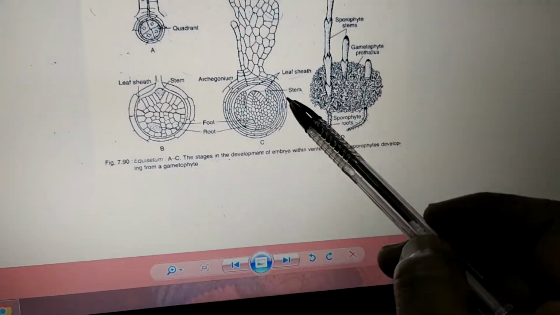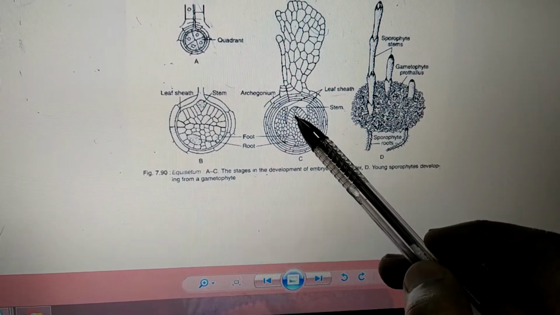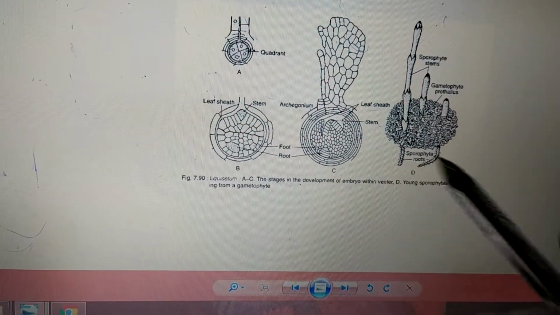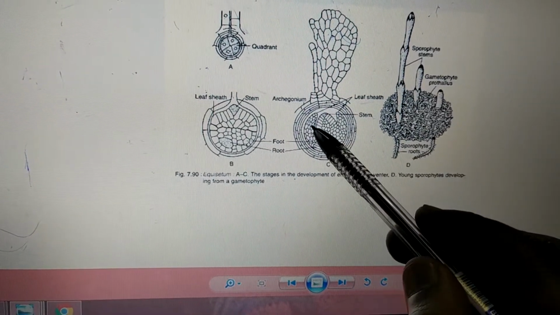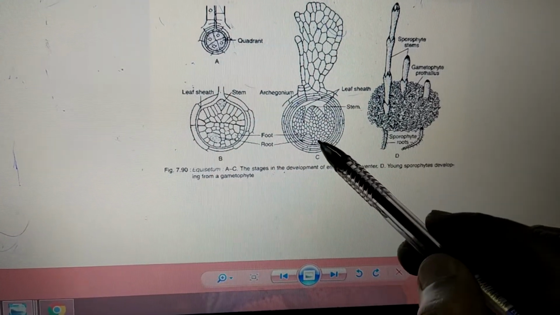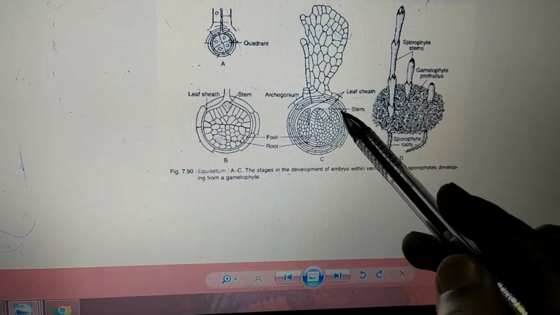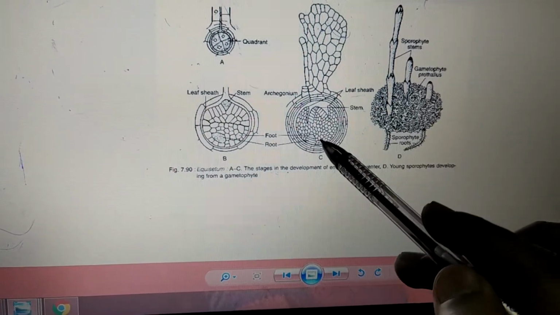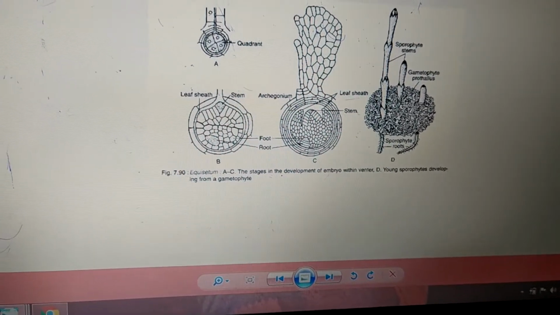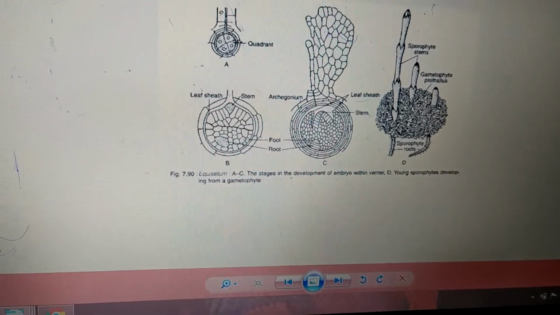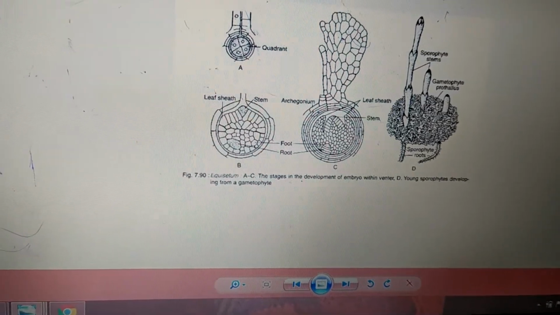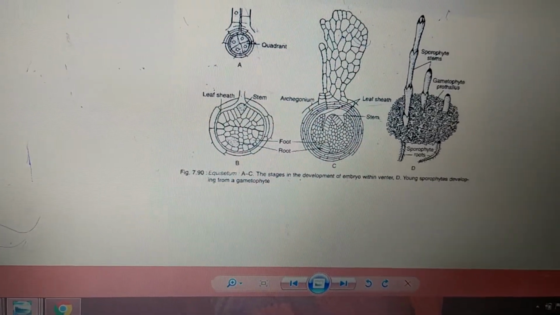This central lobe is going to give rise to the stem, which is why it is called the shoot apical. On either side of the shoot apical, we have two outgrowths. These outgrowths are called leaf initials, and downward we have the root initial. So we have the shoot initial, root initial and leaf initial. The root initial forms the root as well as the root cap, whereas the leaf initial forms the leaf sheath and leaves. The shoot apical gives rise to nodes and internodes, leading to formation of the stem.